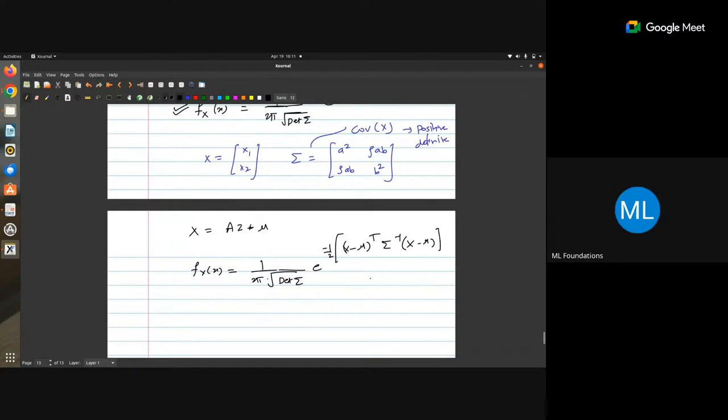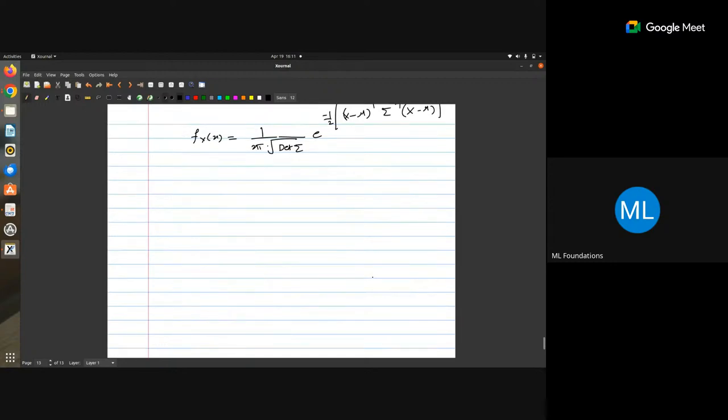One more thing is the multivariate case. So for the multivariate normal, what will be the density? 2 pi to the power d by 2. Correct. So in that case, f_X of x will be what? And here x equals A z plus mu. But remember, x is a vector, A is a matrix, z is also a vector, and mu is also a vector.